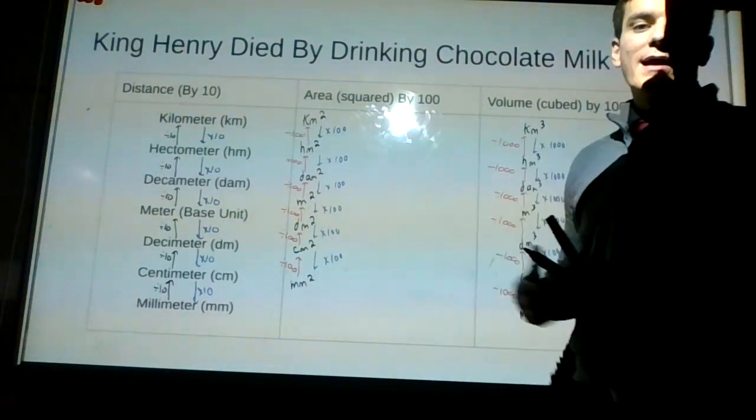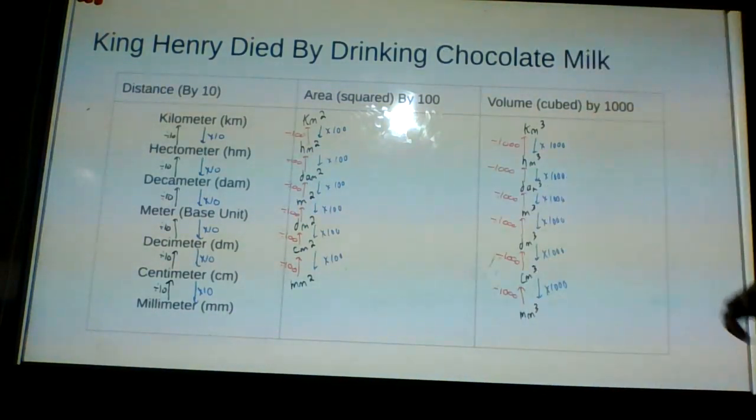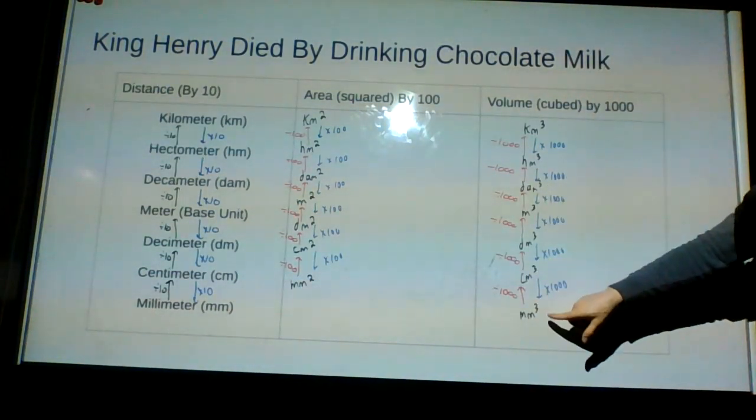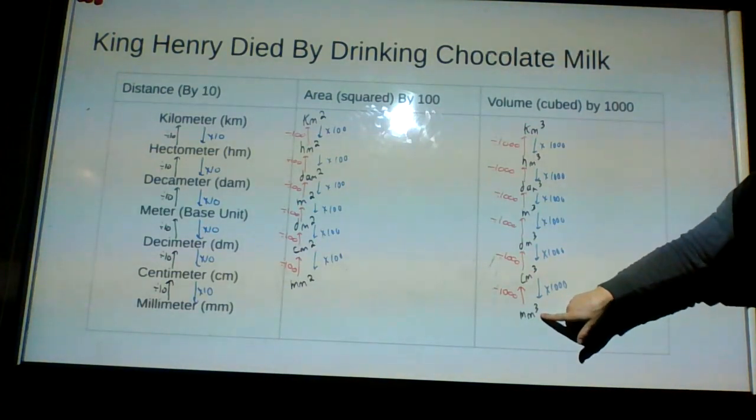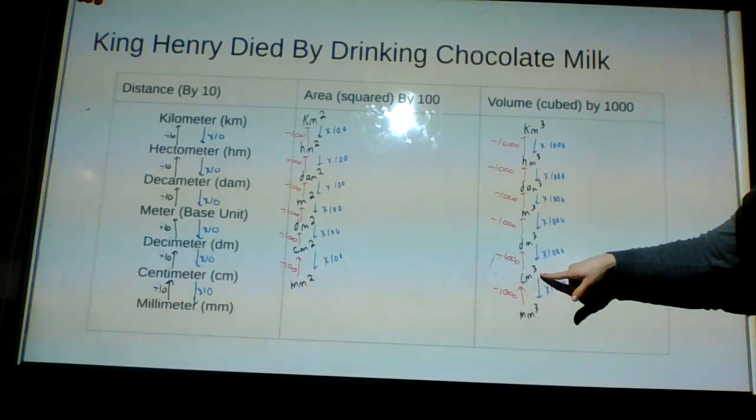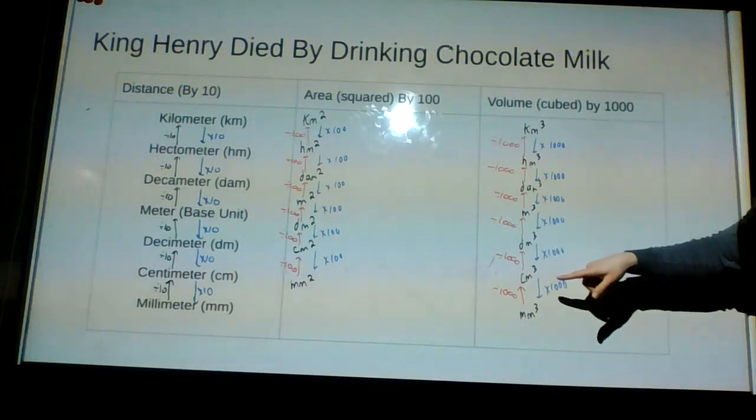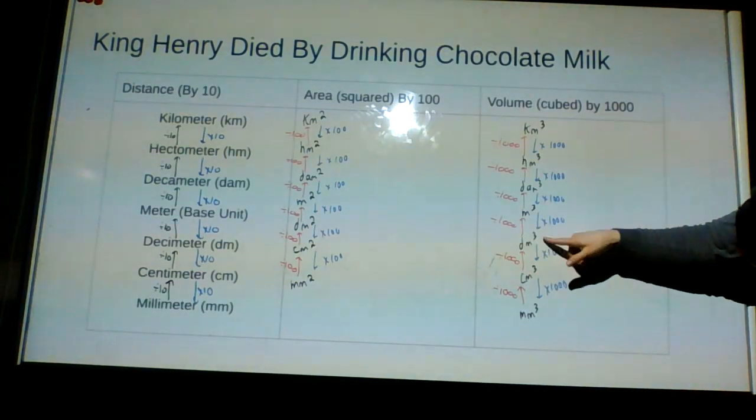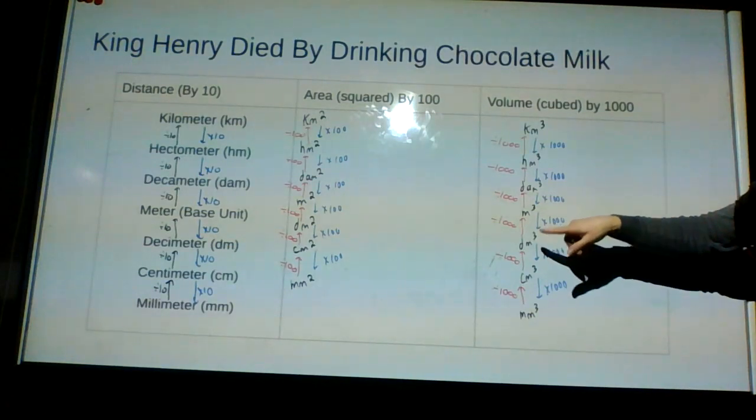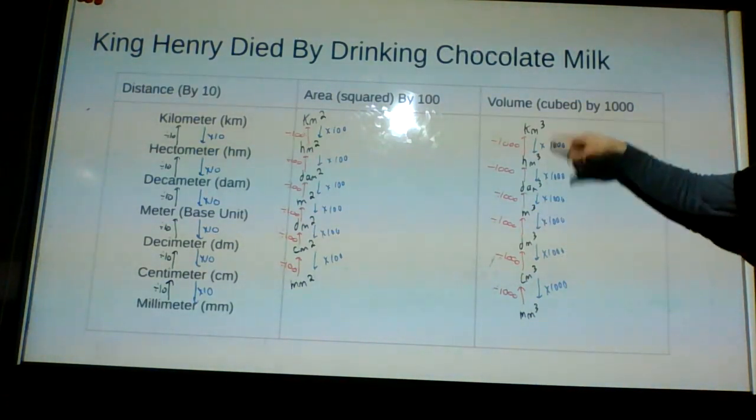And we'll show that in the next video, prove that that is 100 each time. And when you look at cubes, if I have 1,000 millimeters cubed, that would give me just 1 centimeter cubed. And if I have 1,000 centimeters cubed, that would only give me 1 decimeter cubed. So there's 1,000 cubic centimeters in 1 cubic decimeter. There's 1,000 decimeters cubed in 1 meter cubed, and etc.